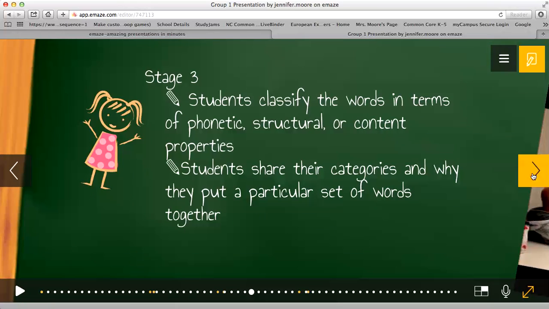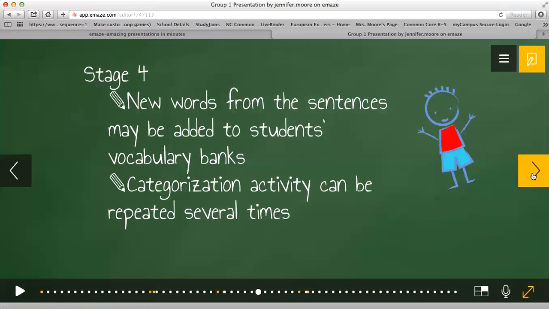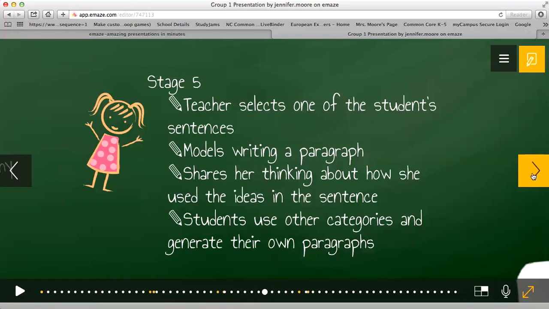Stage 3. Students classify the words in terms of phonetic, structural, or content properties. Students share their categories and why they put a particular set of words together. Stage 4. New words from the sentences may be added to the students' vocabulary banks. Categorization activity can be repeated several times. Stage 5. Teacher selects one of the student's sentences, models writing a paragraph, shares her thinking about how she used the ideas in the sentence, and the students use other categories and generate their own paragraphs.